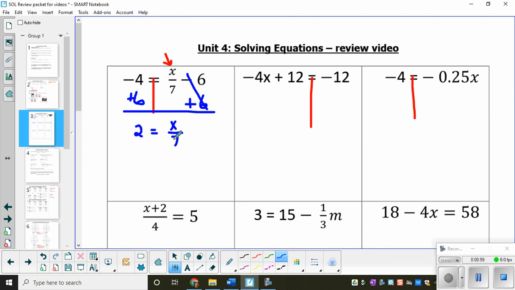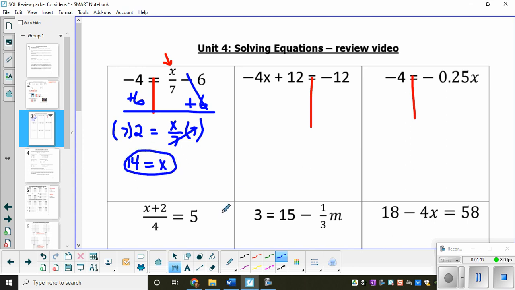Now, since we see a denominator, we see divide by 7, we're going to multiply both sides by 7, which is the opposite of the division we see. And over here, we get a 14. And this right here, 7 divided by 7, that cancels out, and x is all by itself. So for this one, x is a 14.